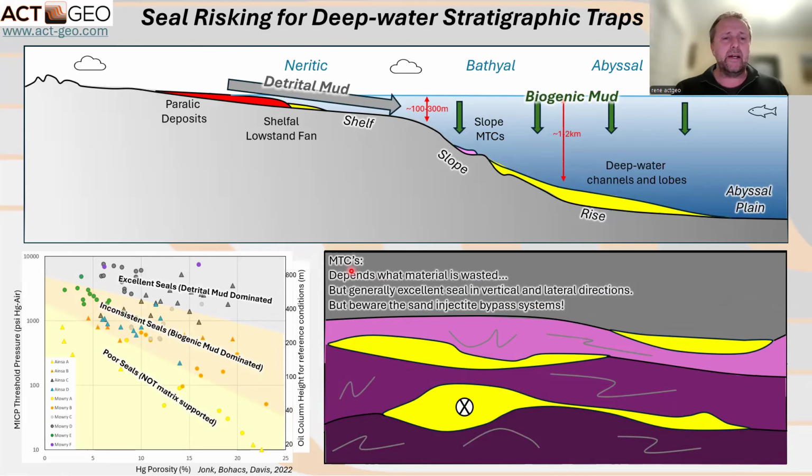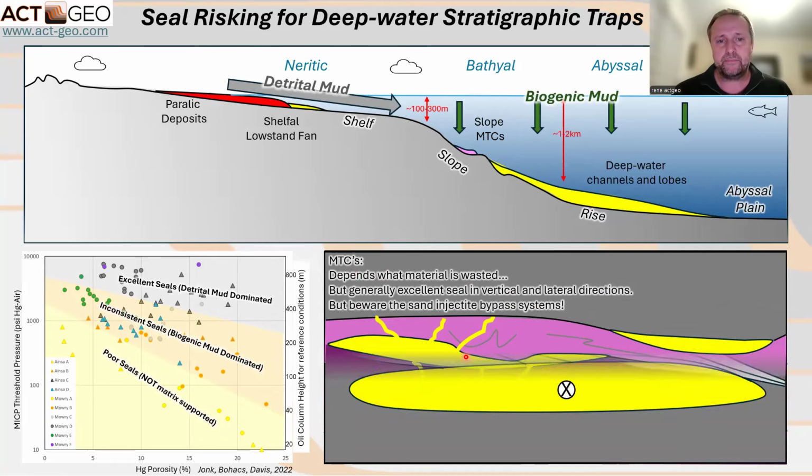I really quite like systems that use MTCs as part of the seal, but beware, they often have sand injectites associated with them. The loading of the MTCs on large distributive systems in particular can create fluidization and escape networks. So be aware of those sand injectites that exist in the Guyana-Suriname margin and in most places where we have significant MTCs.